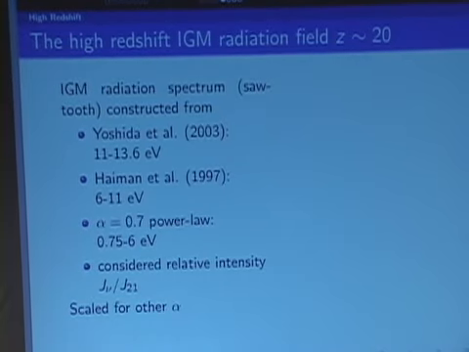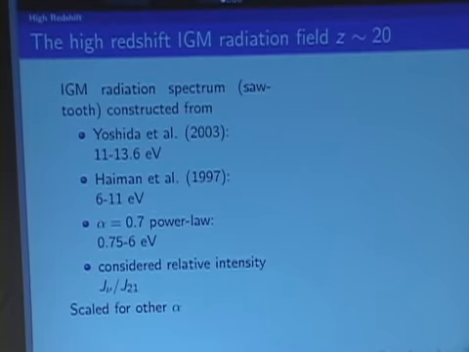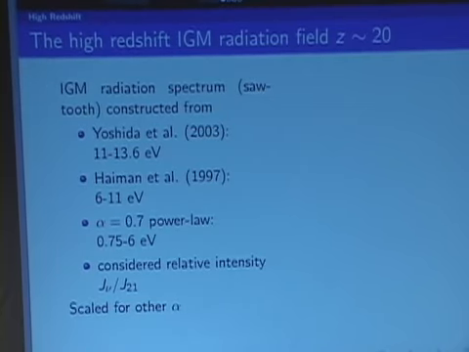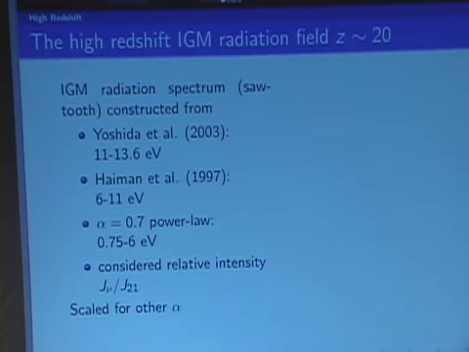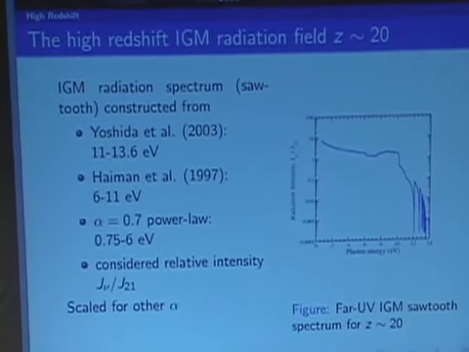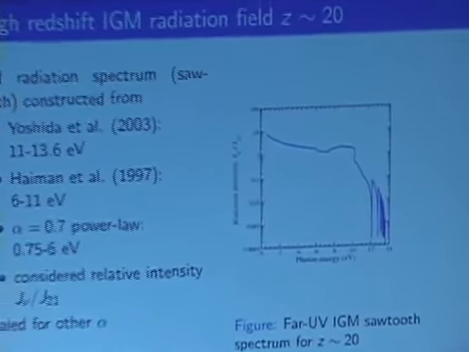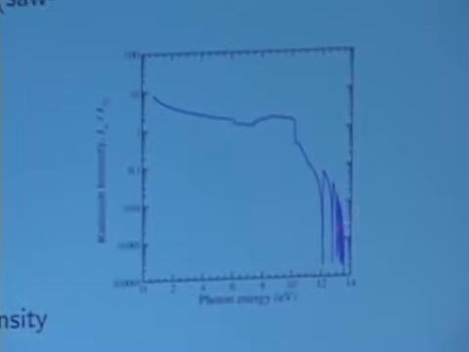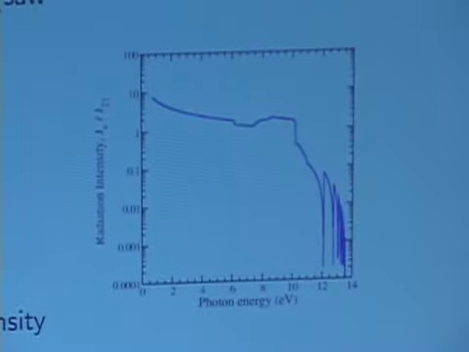And so we combined a number of spectra calculated by these various groups, and then we added on below 6 eV just the power law spectrum. And we get this interesting looking spectrum here, which is also often called the sawtooth spectrum. Okay. And so this is the power law here, and over here we have all these absorption features due to atomic hydrogen.